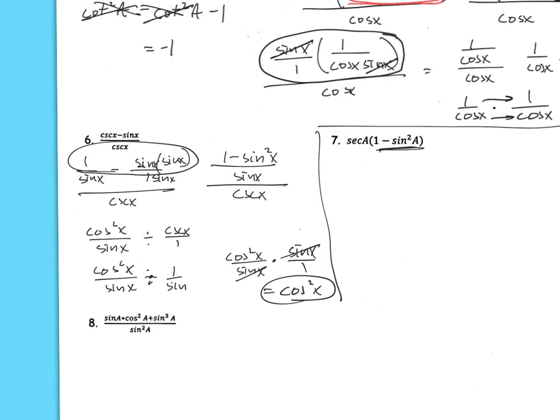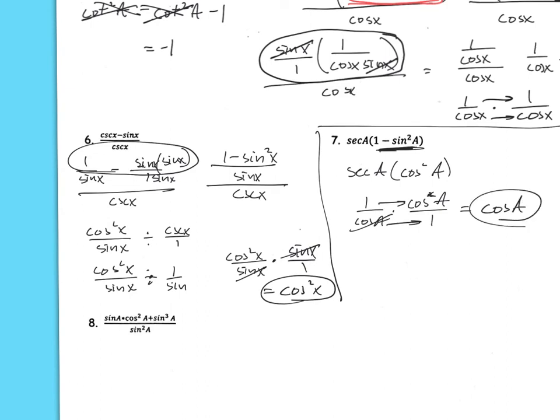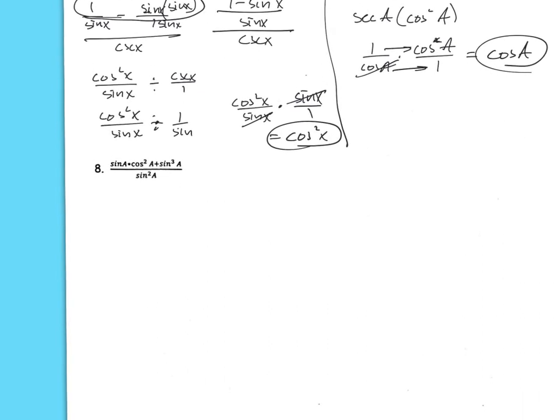1 minus sine squared right away. That is cosine squared. So now we have secant A times cosine squared. You don't need parentheses, I just did that. So secant is 1 over cosine. And cosine squared is, of course, itself. And now we can reduce diagonally, and we multiply straight across the top, straight across the bottom. Cosine A. I don't know why a lot of these have cosine in them. It's just the way they're working out. It's coincidental. I don't want you to think every answer is either 1 or cosine, because that's not true.